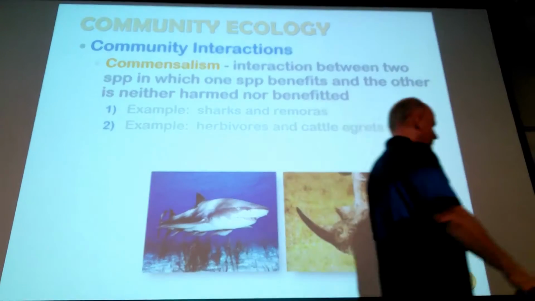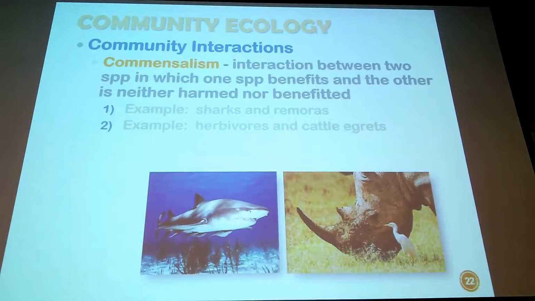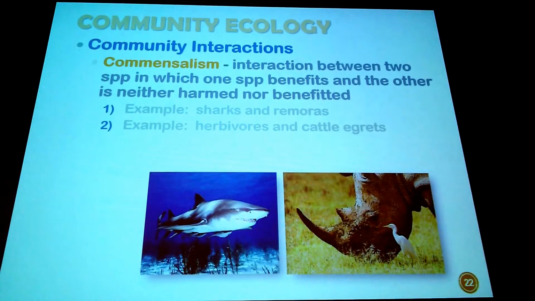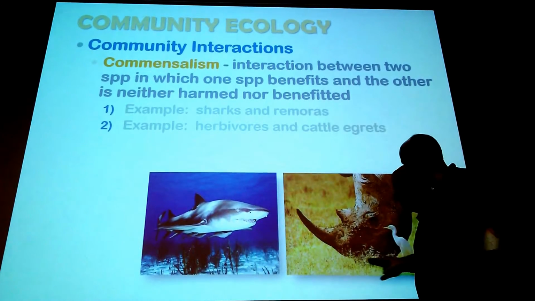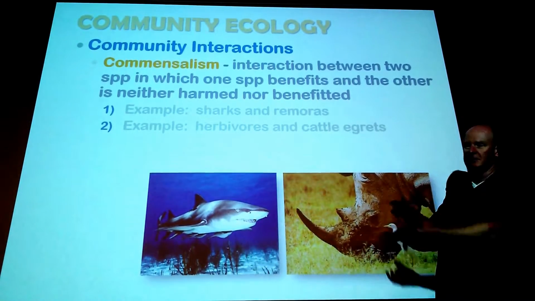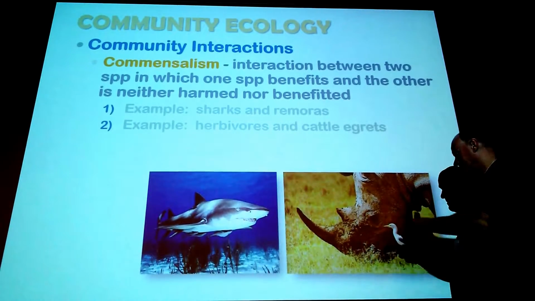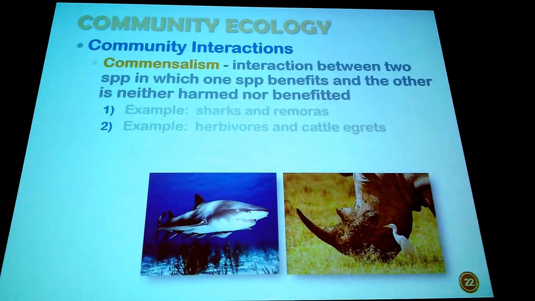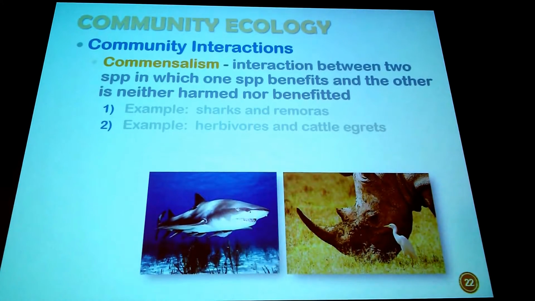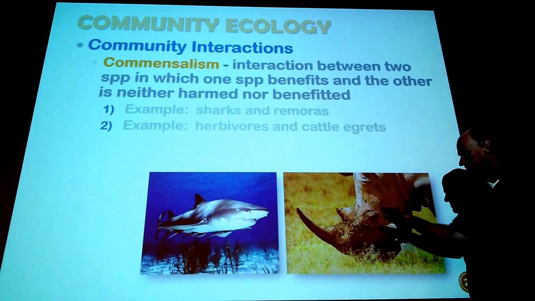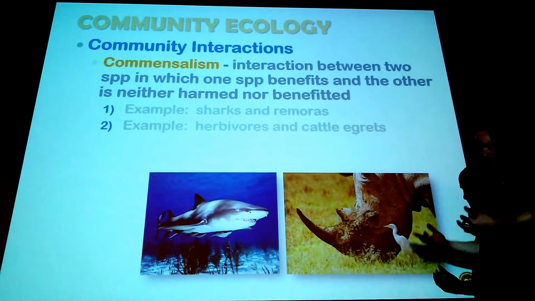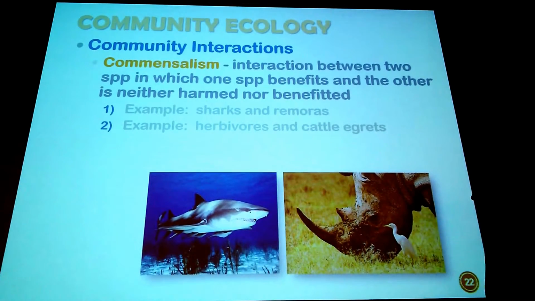Herbivores and cattle egrets. We mentioned the cattle egret before, how it has spread all the way from its original area. What they do is just hang out, because as this big herbivore goes through eating the grasses, he's displacing a lot of insects. The cattle egret sits there waiting for the insects to be displaced, and it gobbles them up. It doesn't matter what the herbivore does as long as he's eating, and the egret just hangs out.